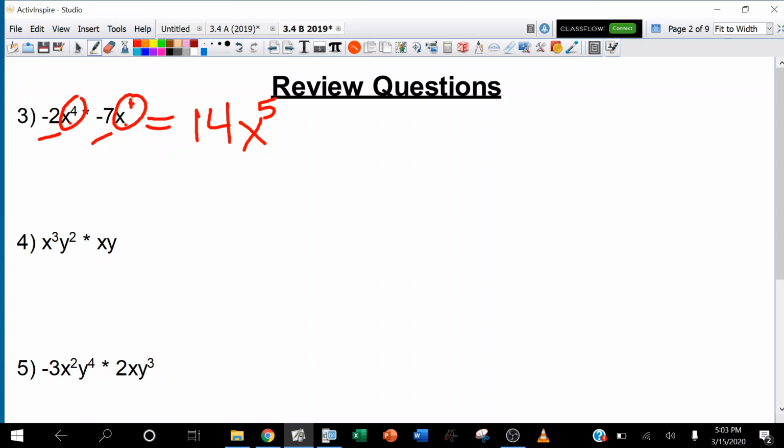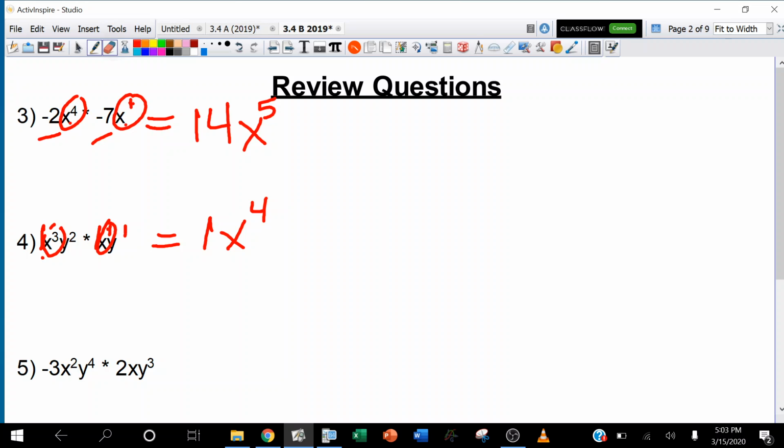And then for number 4, a couple things I need to look at before I start this. So first would be I got to put a 1 in front of each of those x's, and then this would be x to the first and y to the first. So I would have 1 times 1 is 1, and then x squared, x to the first. So because the bases are the same, I can add those exponents. So 3 plus 1 would be 4, so that's x to the 4th.